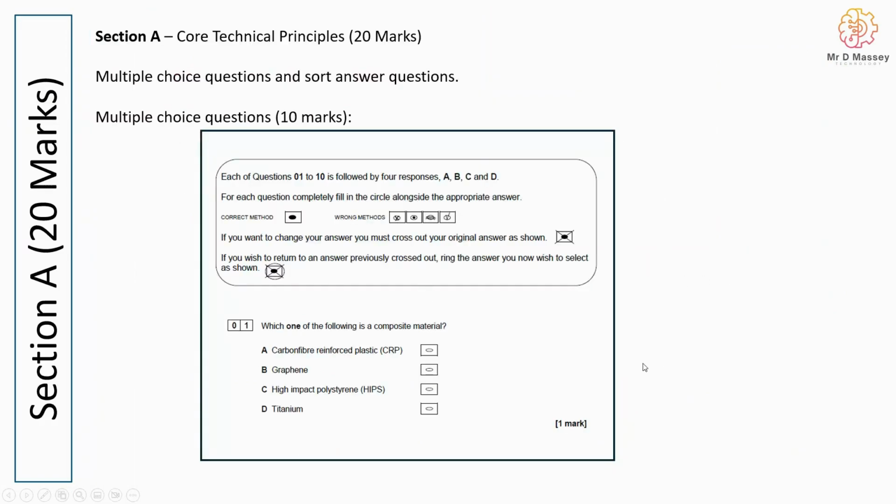If we look at the questions, there's 10 marks of multiple choice questions to start off with. So it's a nice little warm-up. These marks aren't marked by a human. It's done by a computer.